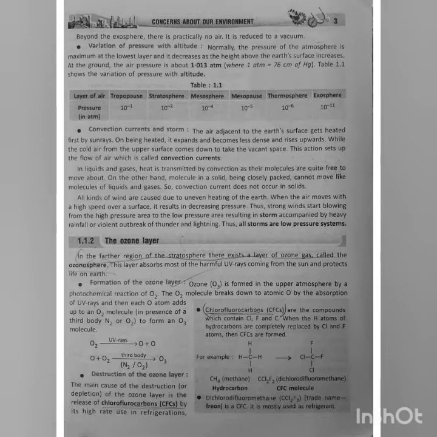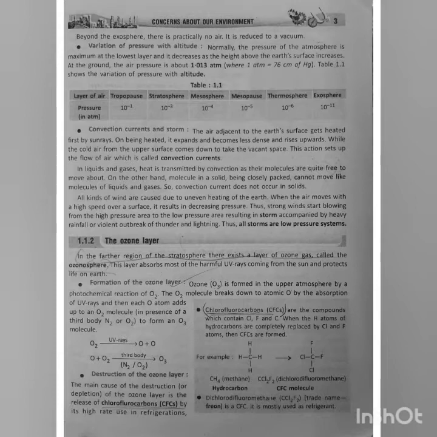This action sets up the flow of air, which is called convection currents. You have learnt about convection currents in your junior classes. This also takes place in atmosphere. In liquids and gases, heat is transmitted by convection as their molecules are quite free to move about. On the other hand, molecules in a solid being closely packed cannot move like molecules of liquids and gases. So convection current does not occur in solids.